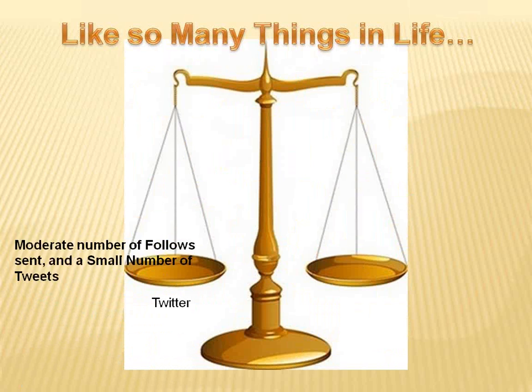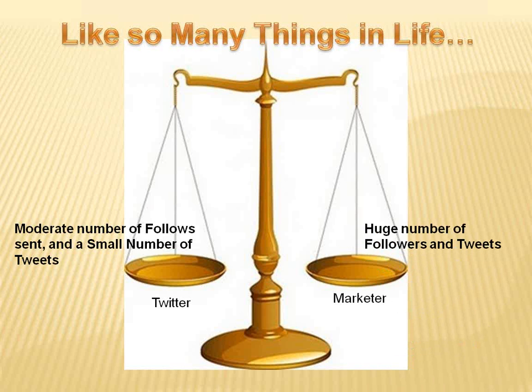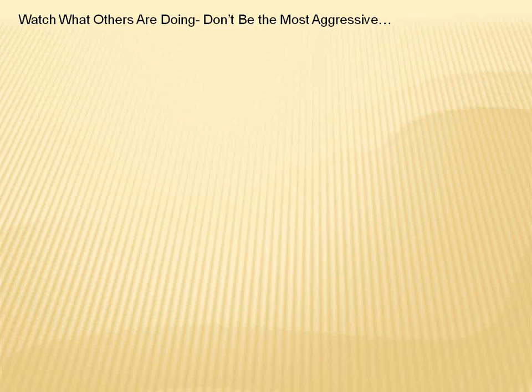Twitter, well, what they would want is moderate numbers of follows that you send and a small number of tweets so they can keep everything in balance and not have too much going on that they can't control. Now, if you're an aggressive marketer, what you want is a huge number of followers and huge numbers of tweets that go out. Balancing between the two is really the key. So one of the things you can do is watch what others are doing. And don't be the most aggressive one out there.